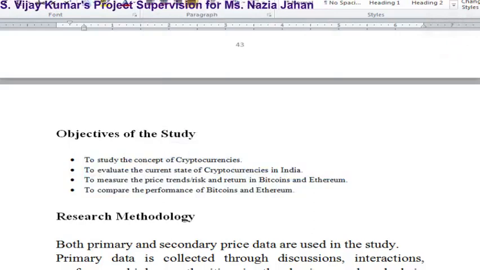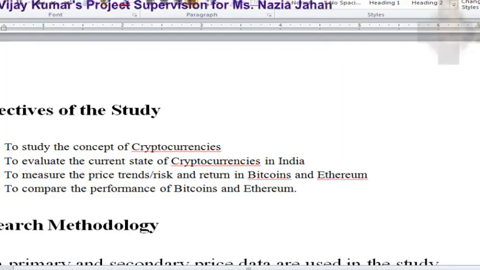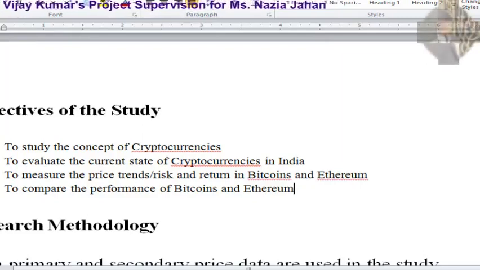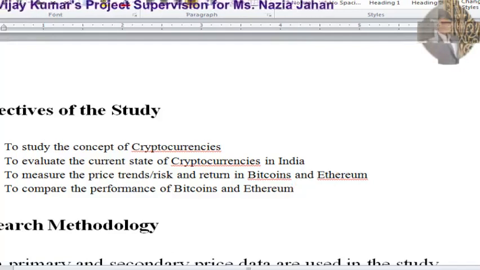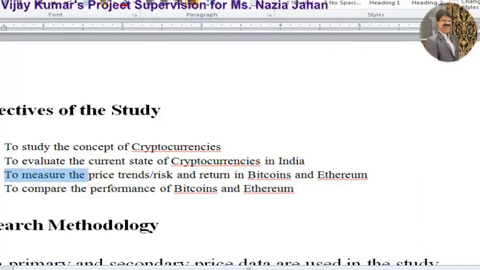Anyway, objectives: to study the concept of cryptocurrencies. Remove these full stops. For a bulleted list, never have a full stop. To study the concept of cryptocurrencies, to evaluate the current state of cryptocurrencies in India, to measure the price trends and risk and return. Why do you write it oblique, risk and return? Make it a second objective, make it a third objective or fourth objective. Okay, don't write oblique.